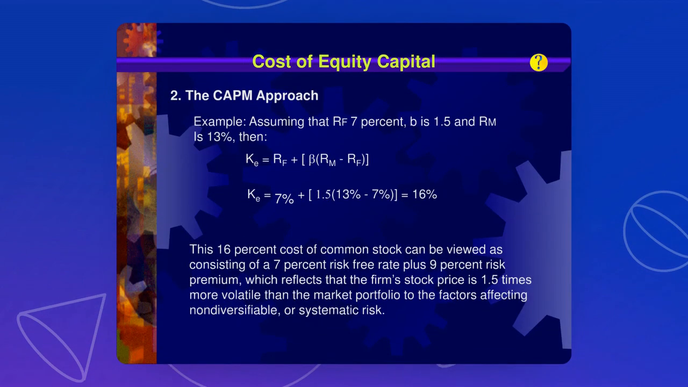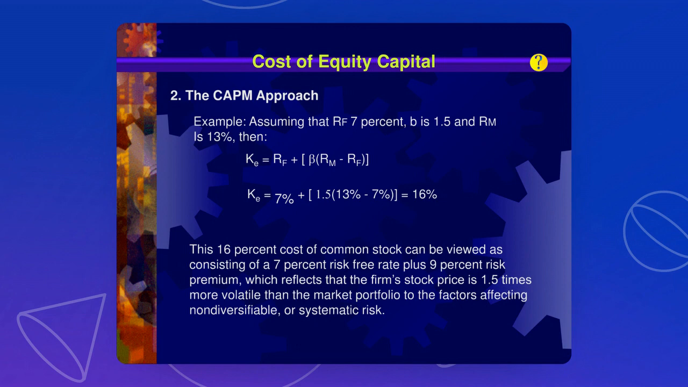Okay, so how do we compute for the CAPM again? In terms of the CAPM, assume that the RF is 7%, the beta is 1.5, and the RM is at 13%. Again, the KE is equal to RF plus beta multiplied by RM minus RF.